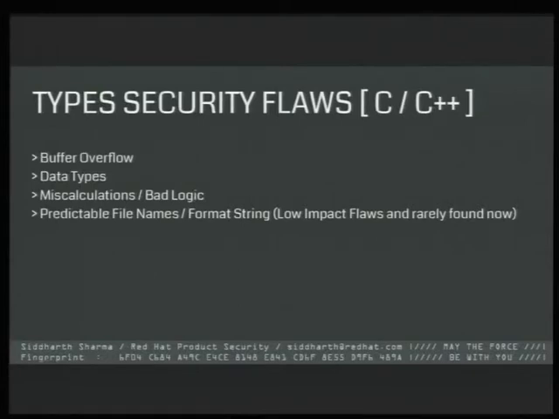I'm basically going to talk about the C and C++ vulnerabilities here, the common types of vulnerabilities in the code that people can actually see. The first one is the buffer overflow, then the data types, and the miscalculation or bad logic that happens in the code. Predictable file names.